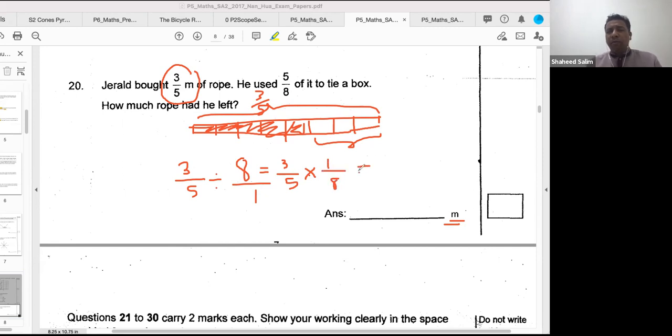Then what do you get? You cannot cancel. 3 times 1, 3. 5 times 8, 40. So this is now 1 part, 340 meters. How many parts do you want to find? The left is 3 parts. 3 times 340.